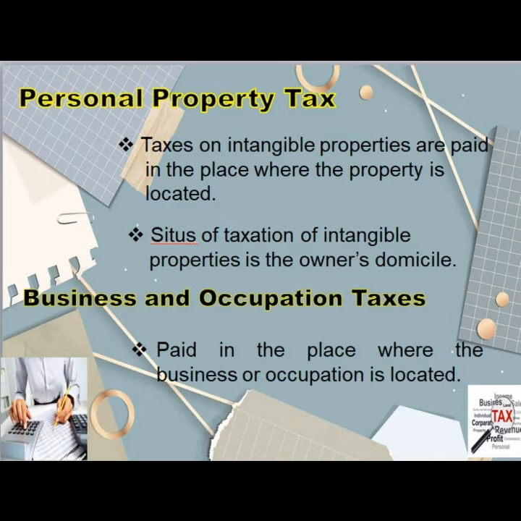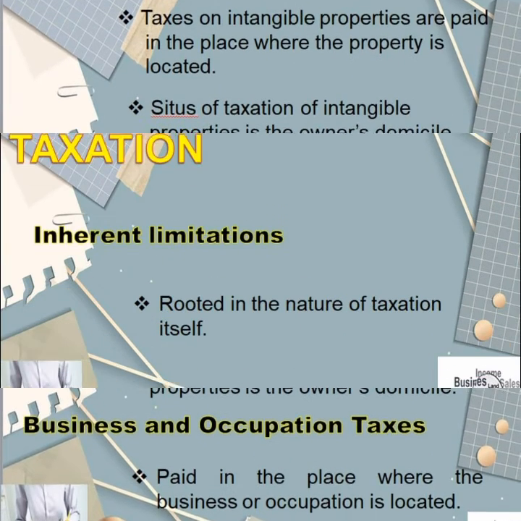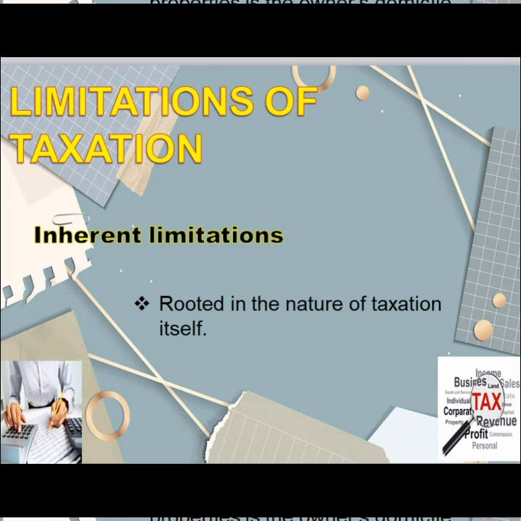Next, let's proceed to the business and occupation taxes, paid in the place where the business or occupation is located. It is a gross receipt tax, meaning a tax imposed on or measured by the gross income of the business, the gross proceeds of sales, as the case may be. It is a gross receipt tax because it is levied on gross income rather than net income.